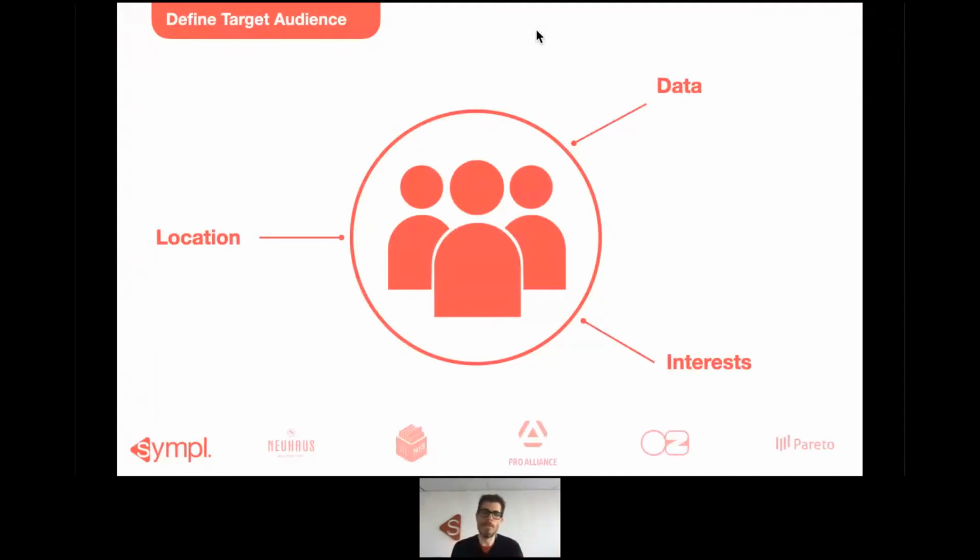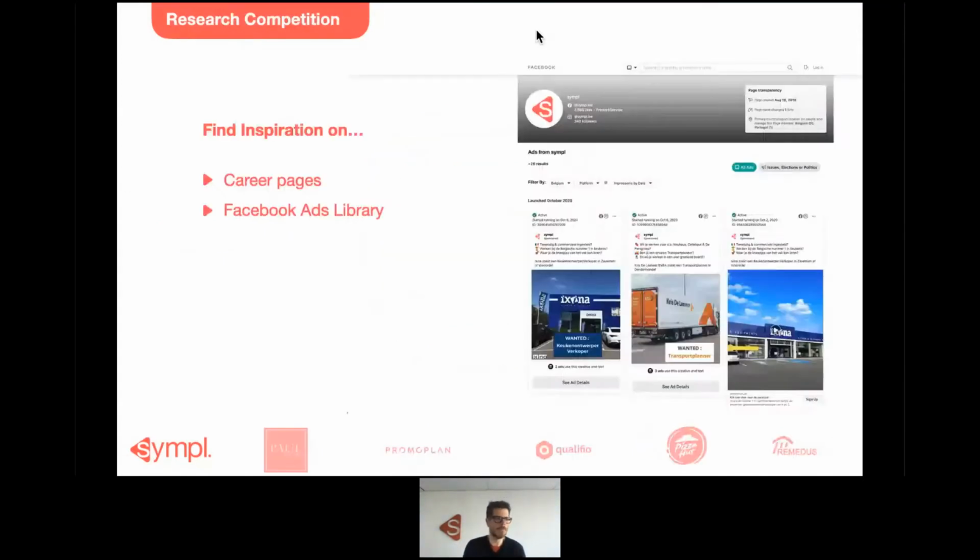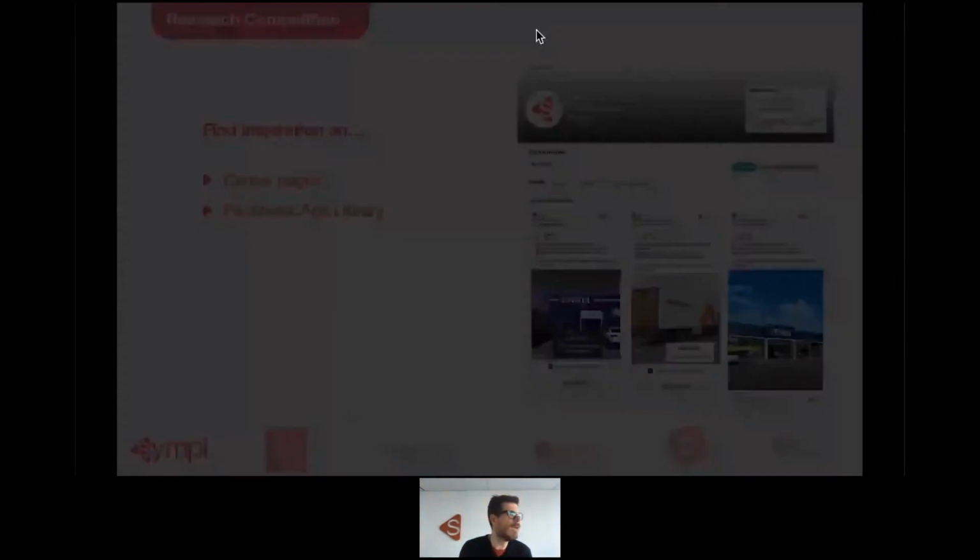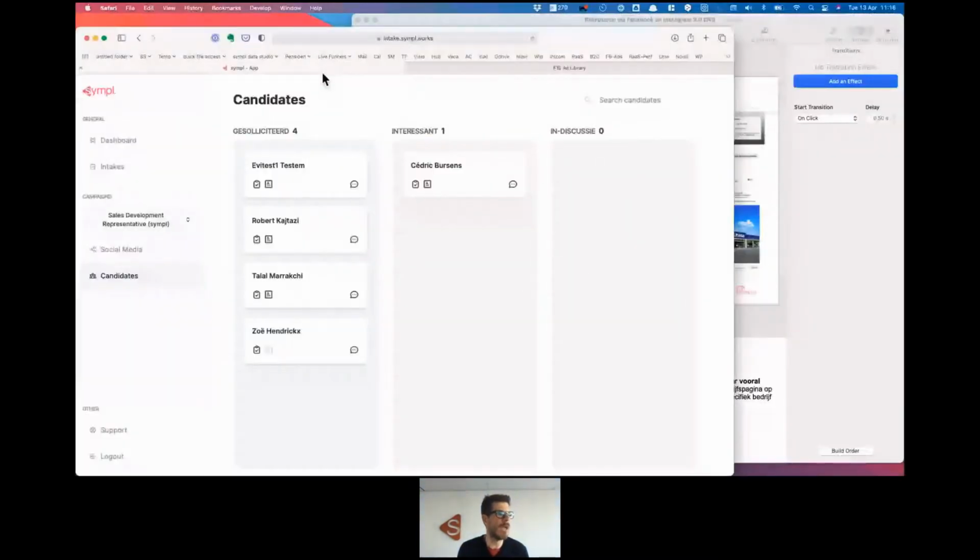Now, the second part is, it's also always very interesting to have a look at what your competition is doing. I'll show you a little trick on that. An obvious one is you can go to your competition, look at their career pages and see what they're publishing, the kind of jobs they're publishing, the words they're using, the function names they're using. That's a good way to scope out competition. But Facebook also makes it quite easy for you to actually see which ads they're showing online. And I'll go live to the Facebook Ads Library.